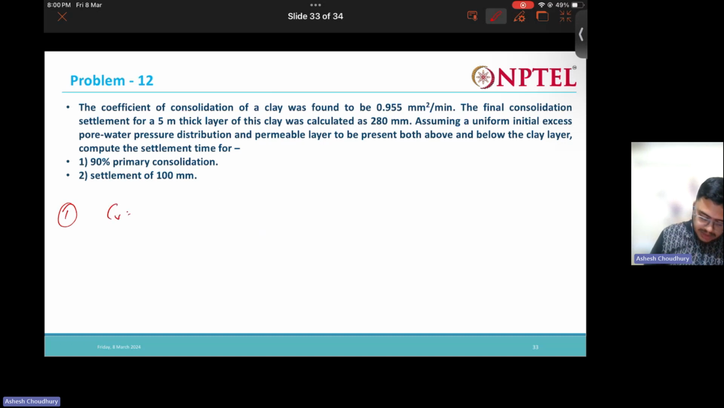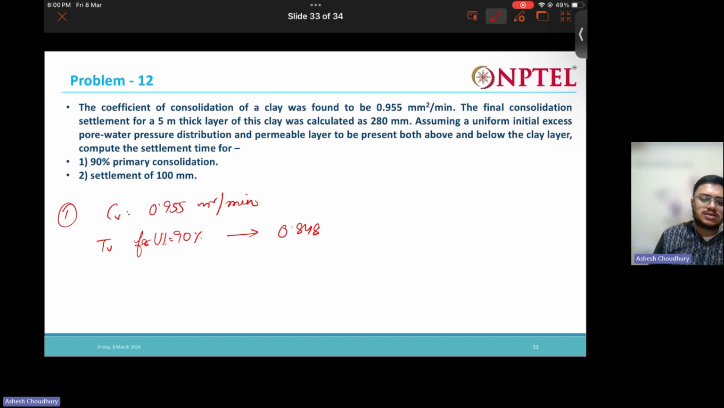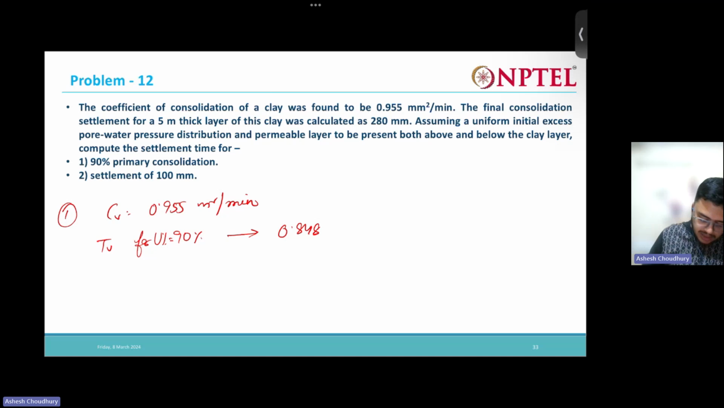CV is given. Now TV, the time factor for 90% consolidation, for U percent equal to 90%, you can use the relation and find it out. So I will give you directly, it's 0.848. You can just remember generally it's 0.197 for 50%, 0.848 for 90%. I think it will be helpful if you remember these two values. So 0.848 is the TV for U percent equal to 90%. Therefore from here you can find out T.